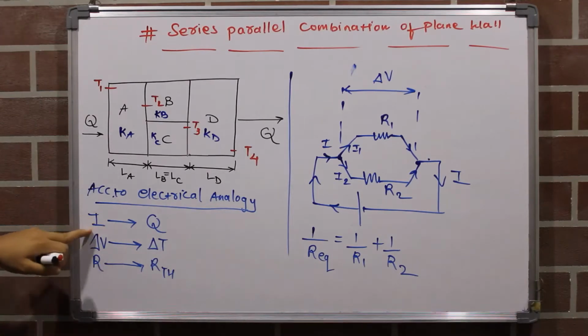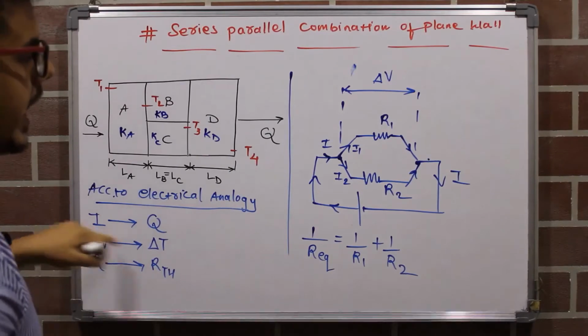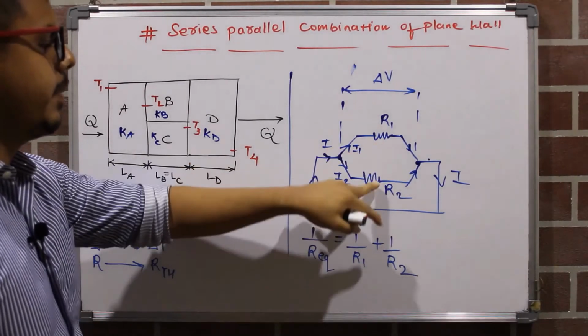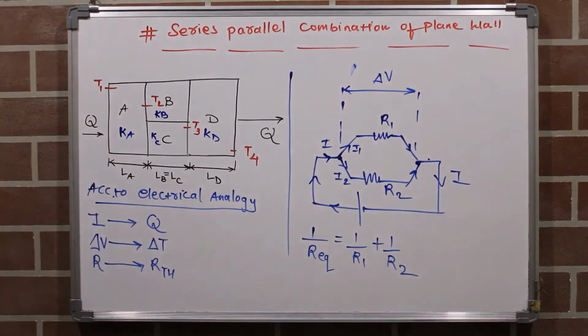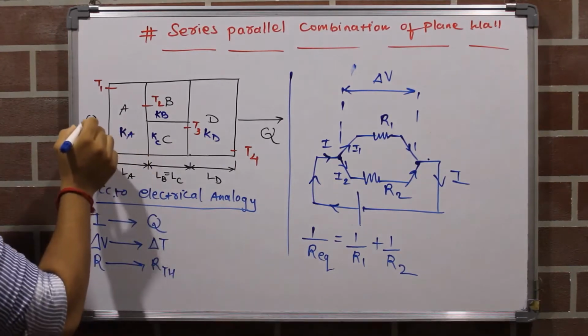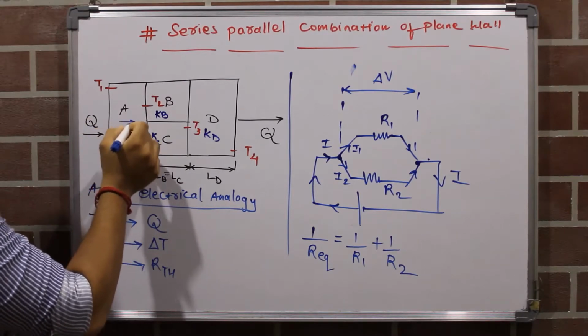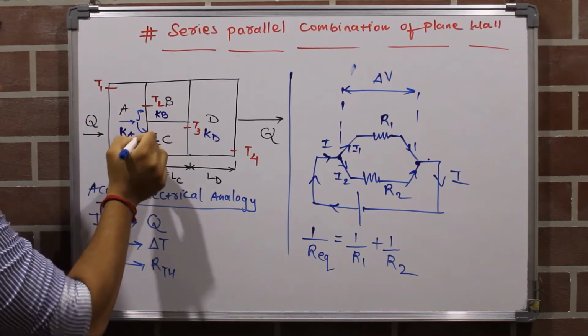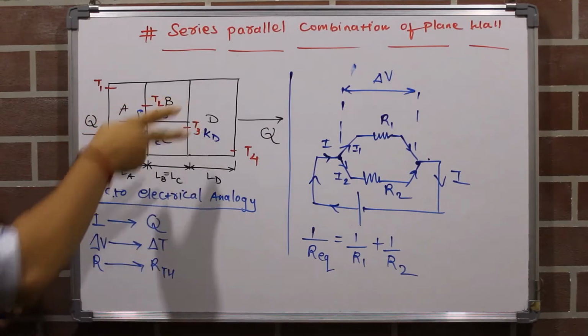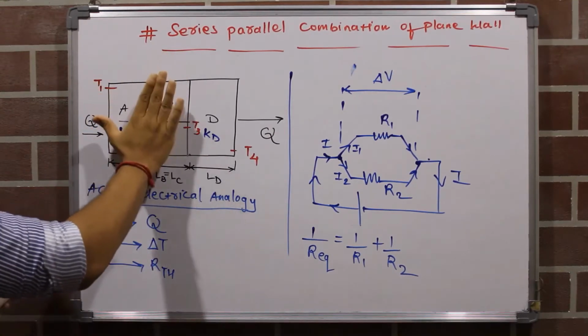As the current divides into two parts when the resistors are connected in parallel, in the same way our heat also divides. I had told you that heat has to be divided into two parts. Suppose heat Q enters here in wall A. Now it is here, so it has to divide into two parts to flow through B and C. So B and C are in parallel combination.